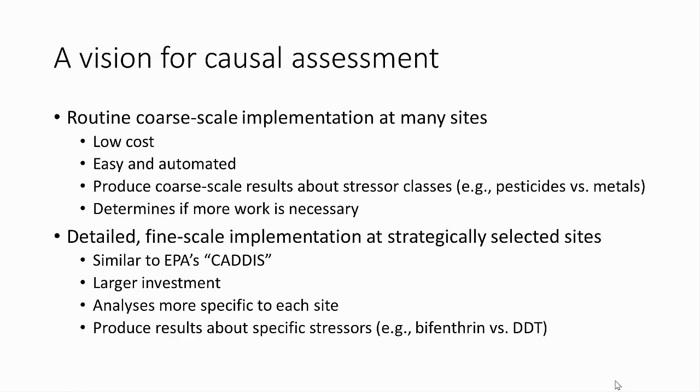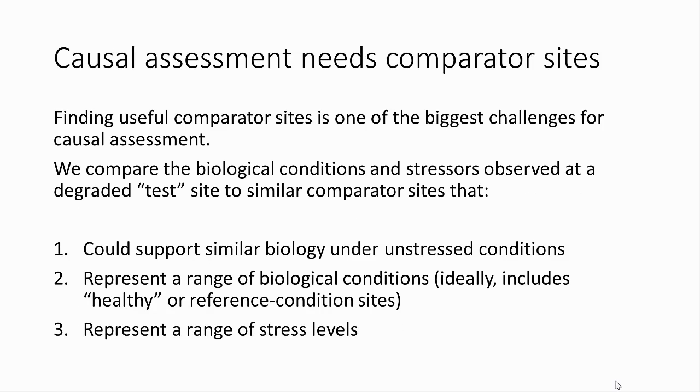So to do causal assessment, you have to have comparator sites. Comparator sites, this is probably one of the biggest challenges in doing a causal assessment. But what they do is they provide you evidence of what a stream might look like if it was under a different stress, or different levels of disturbance, and that can let you figure out if that disturbance is really responsible for those low scores you're observing.